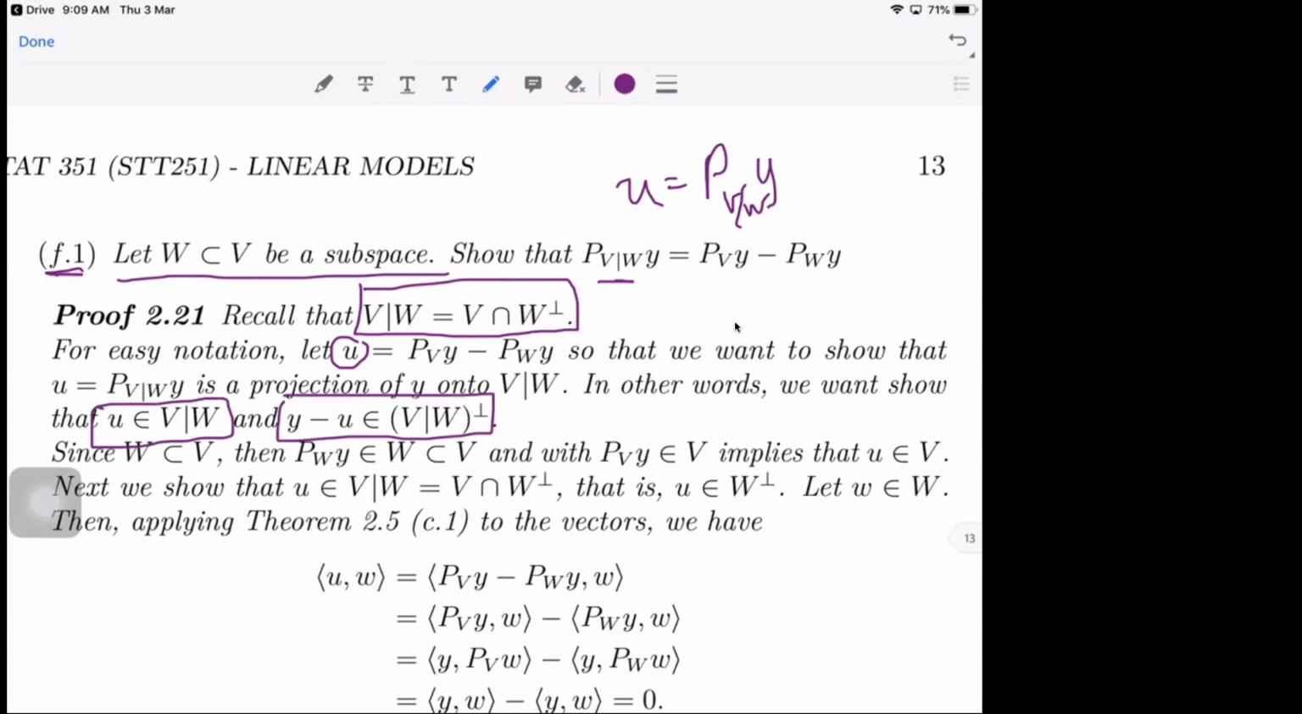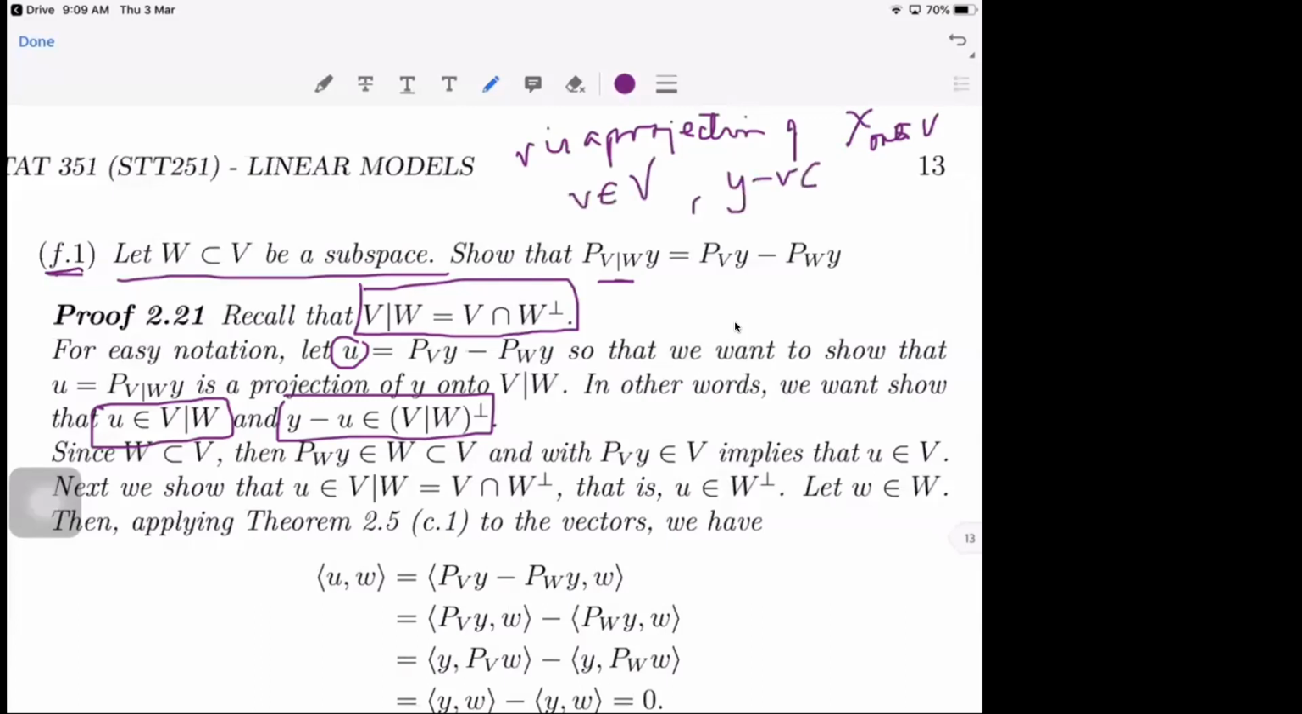So recall when we define projection, we say V is a projection of Y onto V. We want to show that V is in V and Y minus V is in V perp. So equivalently, for the projection of Y onto V mod W, if we define this to be U, then we want to show that U is in V mod W and Y minus U is in V mod W perp.